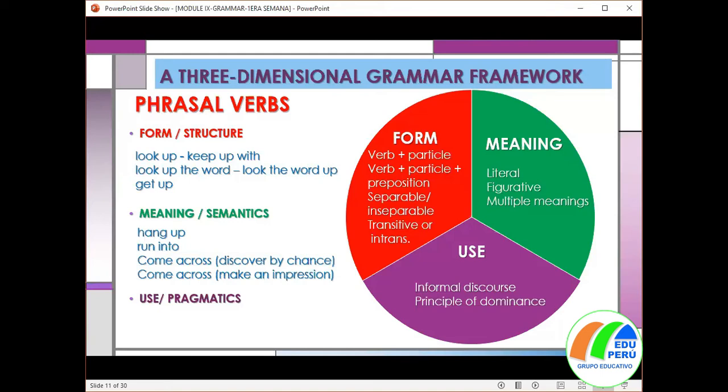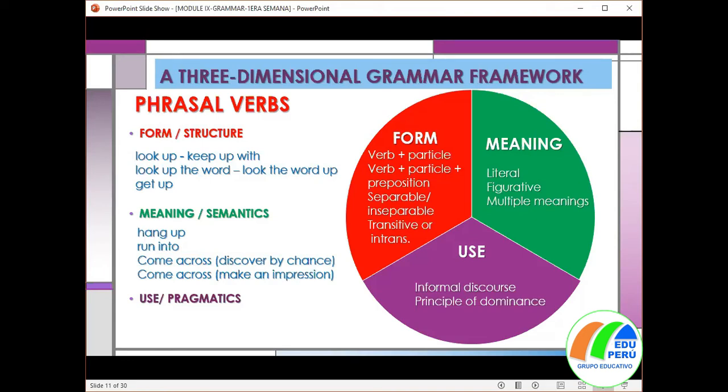Okay, notice this is a figurative meaning. And the last one, multiple meanings. Some phrasal verbs have different meanings according to the type of verb. For example, come across is discovered by chance when this is a transitive verb. For example, you can say, I came across this old book yesterday. Notice my sentence. So here we have an object, right? What is the object? This old book. So in this case, when this verb is transitive, the meaning is discovered by chance.